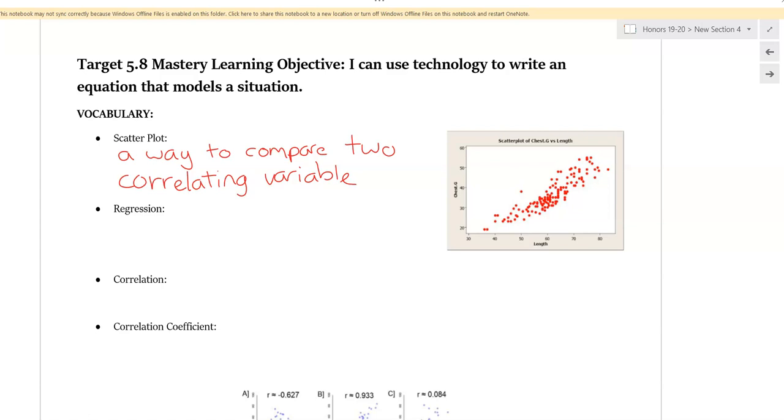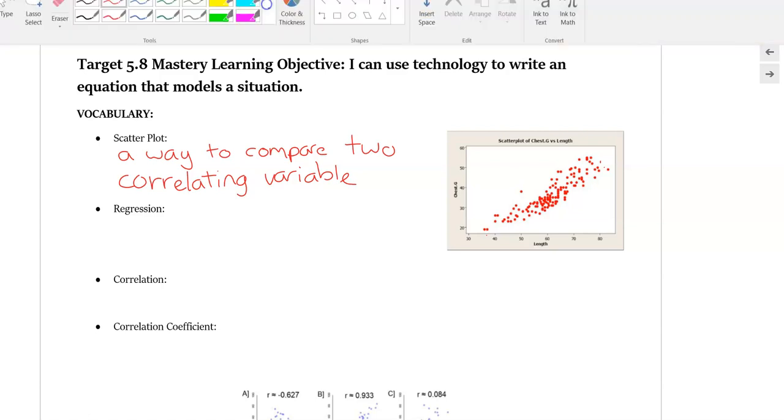So you would think bigger dogs have a wider chest versus smaller dogs, or smaller everywhere. So we think these things are correlated. So we'll put a point at the length and the chest girth for each dog. Okay?